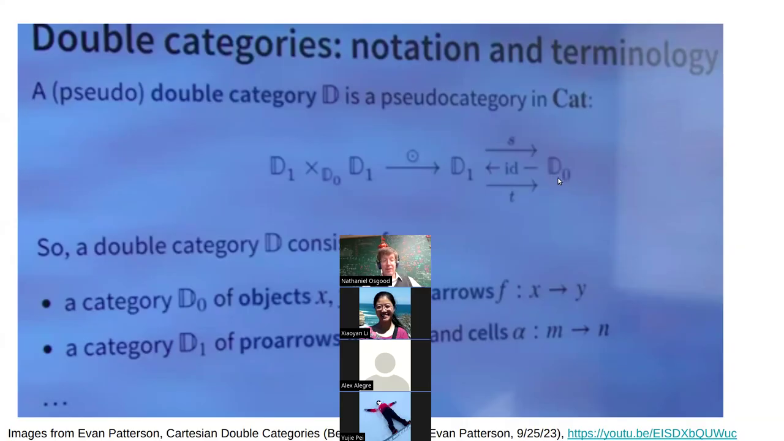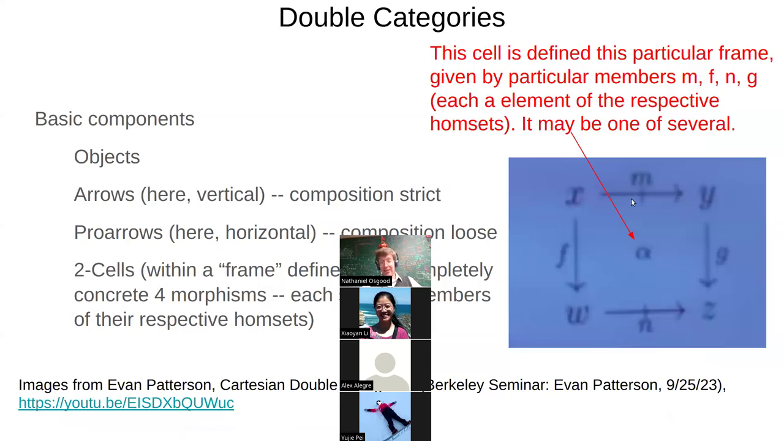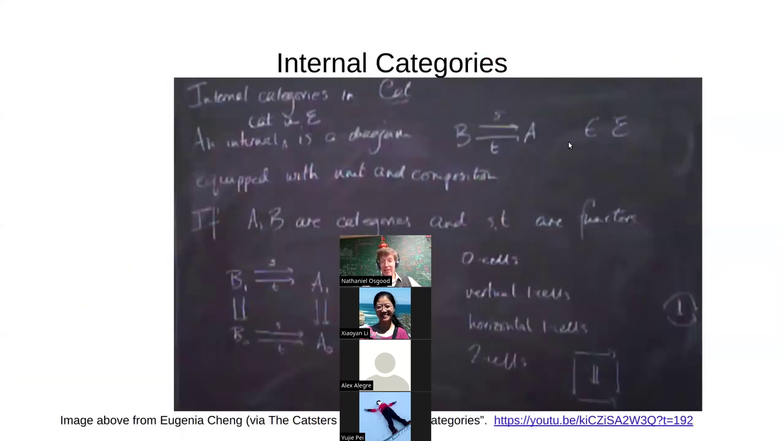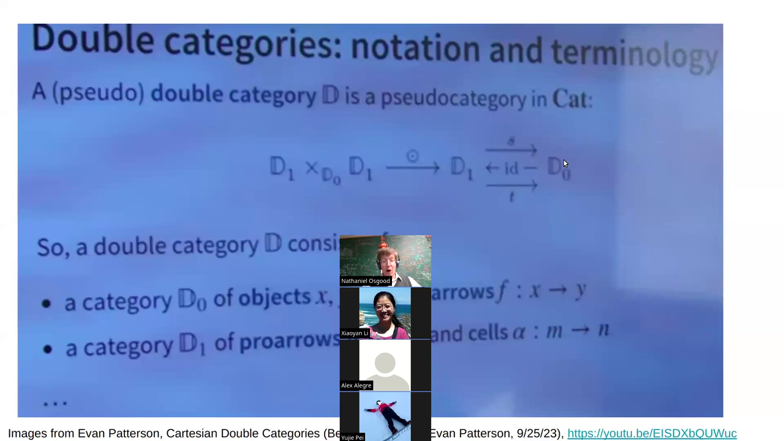Vertical arrows. Is that correct? No. The morphisms are vertical arrows here. The objects here are plain old objects. They're just these guys. This is the category of objects and vertical arrows. This is the category of pro arrows as objects.